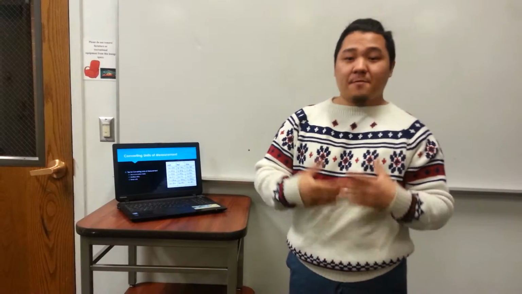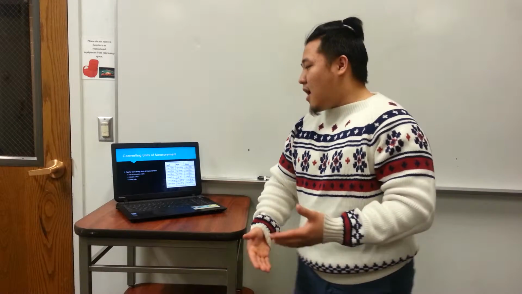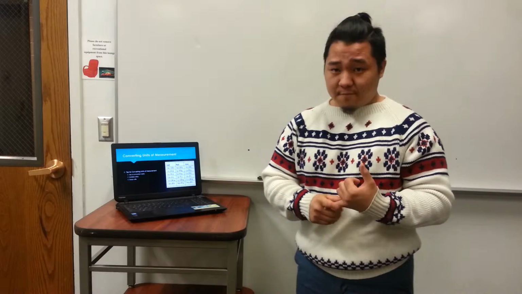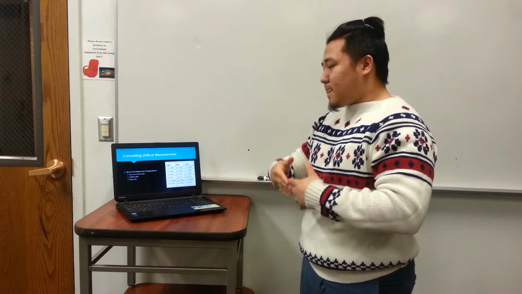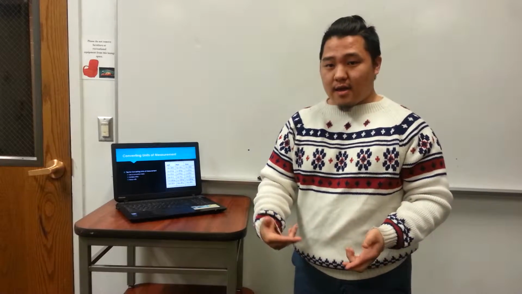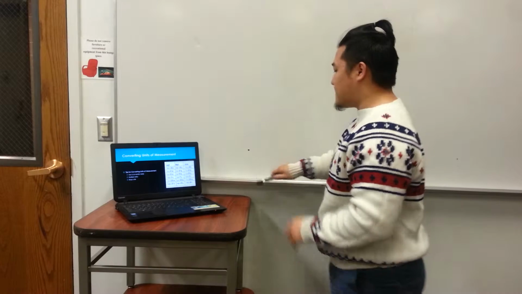So next up we have converting units of measurement. Some tips for converting units of measurement are, for one, use the conversion table so we know the ratios. Also, multiply the ratios and keep track of the units. Now let's do an example on the board.